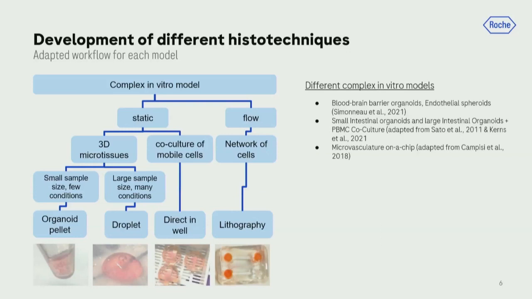for your precious sample, with very few conditions, so you would pool all of them to generate an organoid pellet and then proceed from here. Or you have a large sample size, many conditions, so you would like to get a droplet to really have it very dense, so have a lot of organoids or spheroids in one droplet.